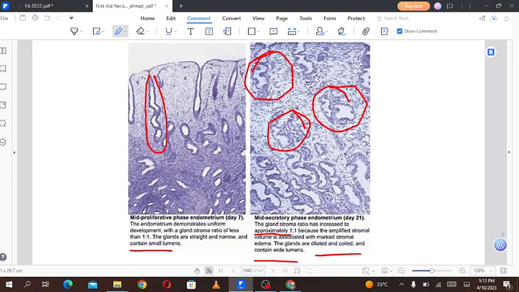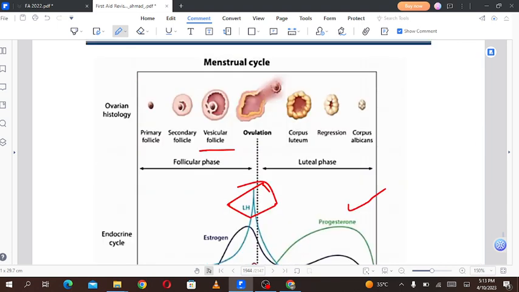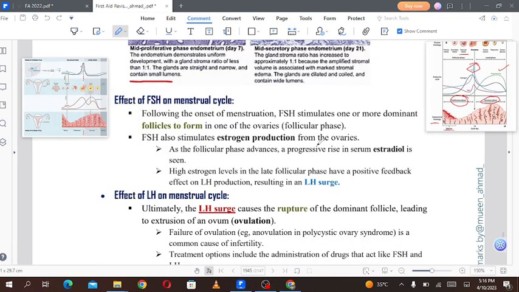So, effects of FSH on the menstrual cycle. Now we will talk about the effect of FSH and the effect of LH on the menstrual cycle. Let me bring the picture back. Okay, so here are two pictures. This one is the one which we are already discussing right now, and this is from the next page. So we are trying to decode the effect of FSH on the menstrual cycle.